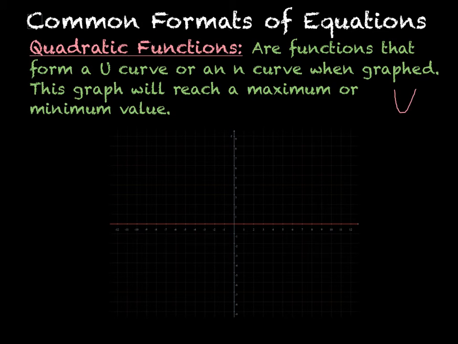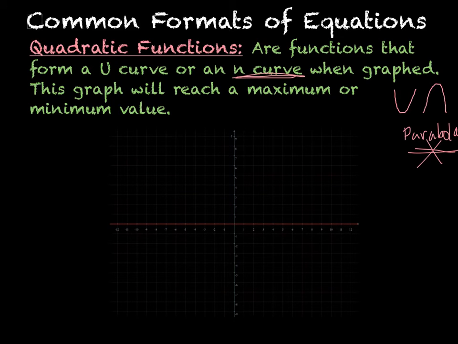What I mean by an N-curve is it's going to start low and go up and then come back down. So it kind of looks like a lowercase n there. Those are the two options for quadratic functions. We also sometimes call these parabolas, but we'll get more into that later. This is not important. You don't need to know this yet.